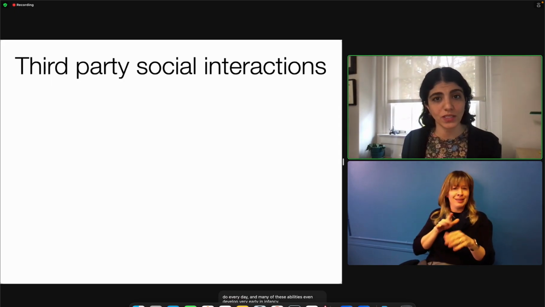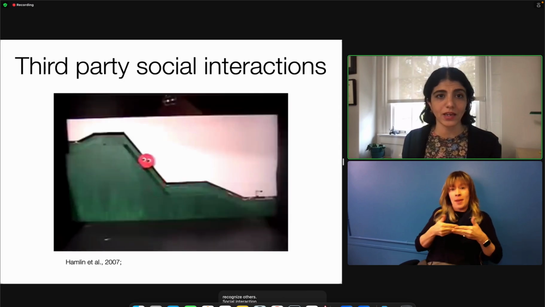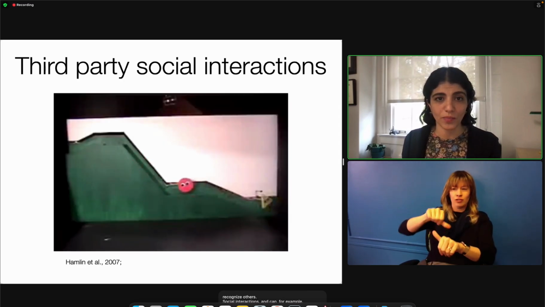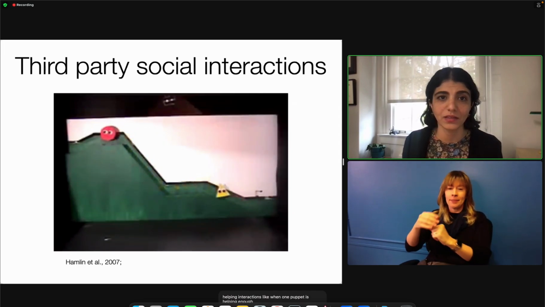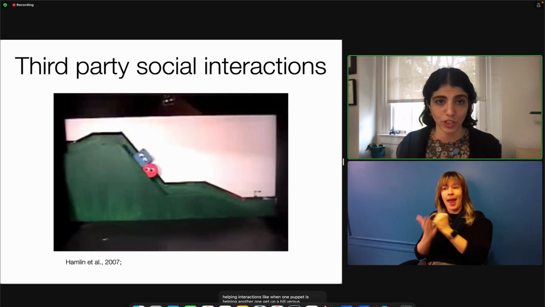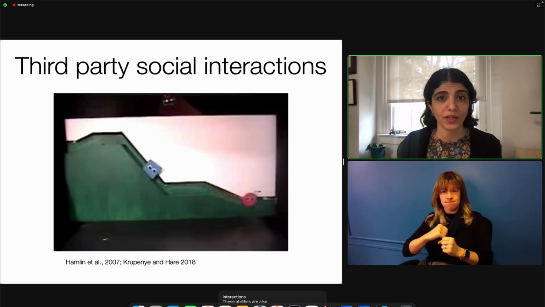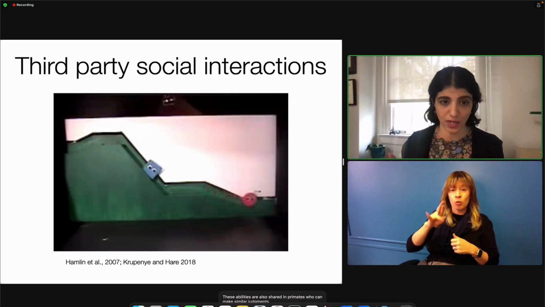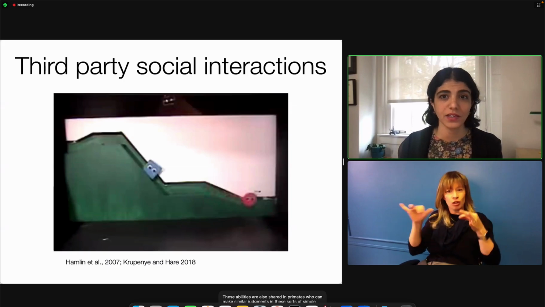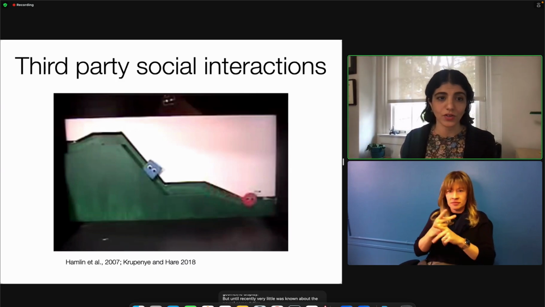So at only a few months of age, infants can recognize others' social interactions and can, for example, tell apart helping interactions, like when one puppet is helping another one get up a hill, versus hindering interactions. These abilities are also shared in primates, who can make similar judgments in these sorts of simple geometric displays. But until recently, very little was known about the neural computations that underlie this ability.